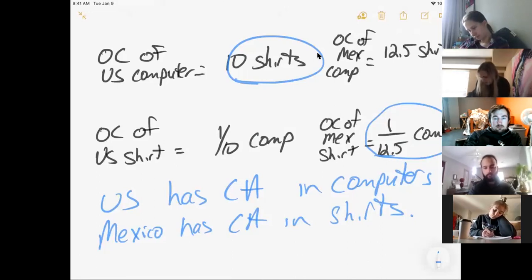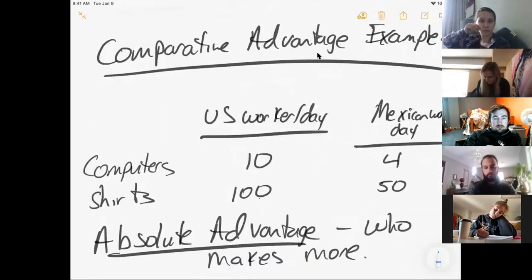And you might be asking, how is it that Mexico has an advantage in making shirts? Don't they produce less than the United States? But remember, how much you produce isn't the question. The question is, who's the low cost producer? One way to think about this is the US is so good at making computers that it should not spend its time making shirts. It should spend its time doing what it does best, and that's making computers.